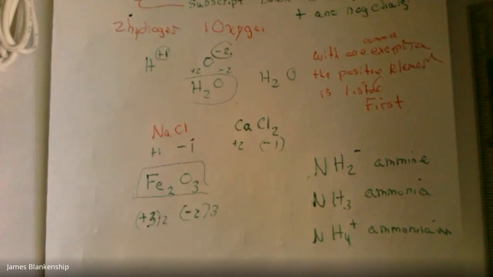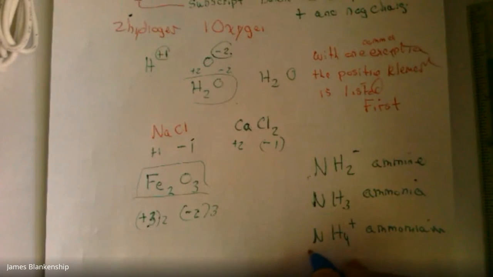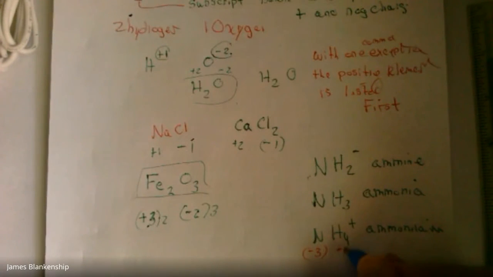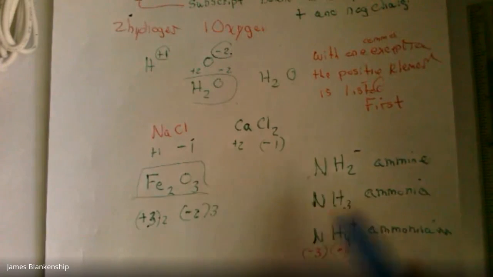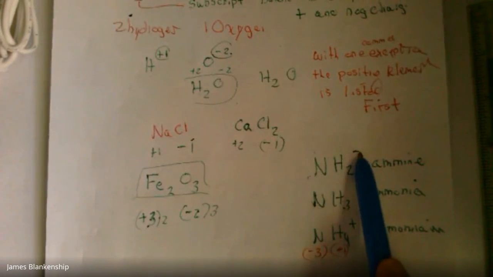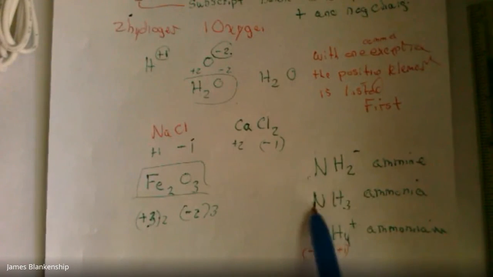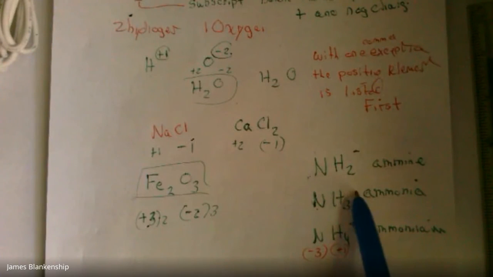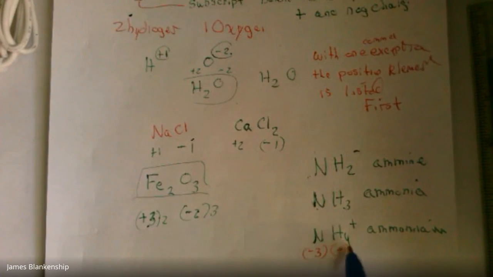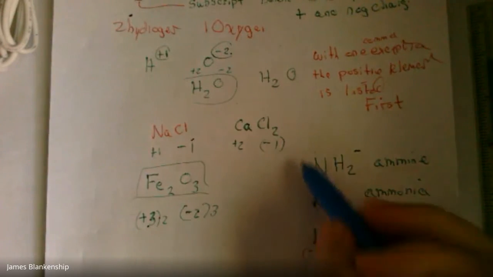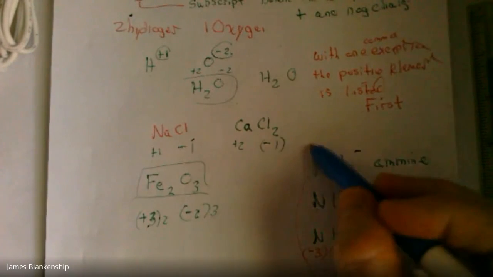This is a case where our nitrogen is written first. The nitrogen is a -3. Our hydrogen is the +1. So you can think of this as -3 plus 2 positives makes it a negative charge. -3 plus 3 positive ones gives it no charge. -3 plus 4 positive ones gives it a +1 charge. That's your very common exception that you'll see.